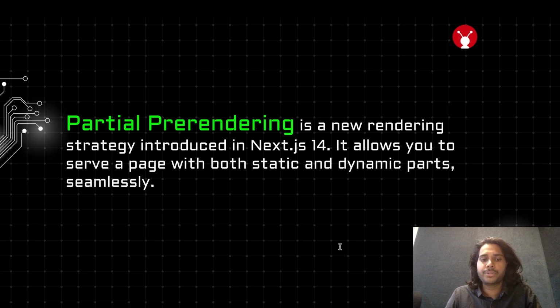Partial pre-rendering is a new rendering strategy introduced in Next.js 14. It allows you to serve a page with both static and dynamic parts seamlessly. So instead of choosing between SSG or SSR, PPR lets you pre-render the static part at build time and defer the dynamic parts to be rendered on the server and streamed to the client.